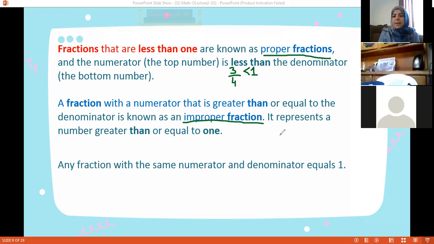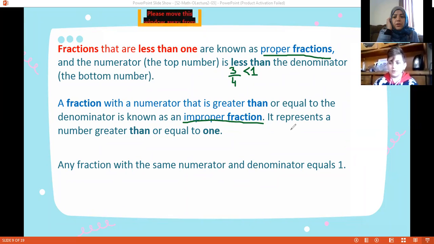And if you still remember, we took an example for greater than 1. If we have, for example... What's that sound? Which sound? I don't know.